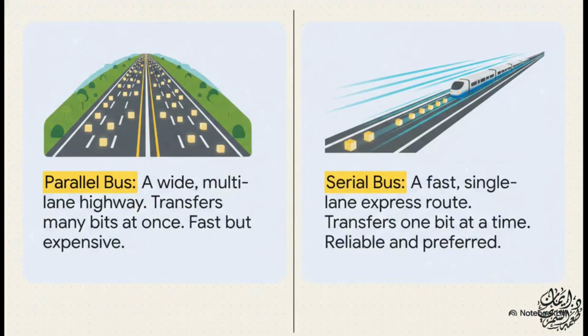Now, way back when, computers used what were called parallel buses. Think of a massive 64-lane highway sending tons of data all at once. It was fast, but it was also expensive and could get kind of messy with interference between the lanes. Today, most of the connections you use, like USB, are a serial bus. Think of that as a super efficient single-lane express route. It sends data just one bit at a time, but it does it so incredibly fast and reliably that it's actually the standard for almost everything now.